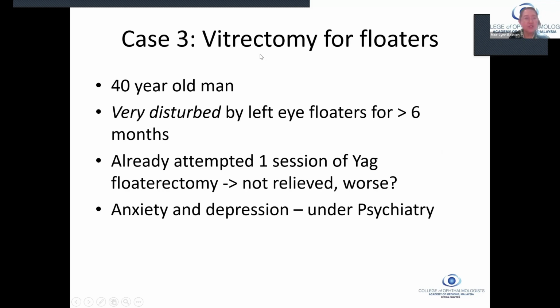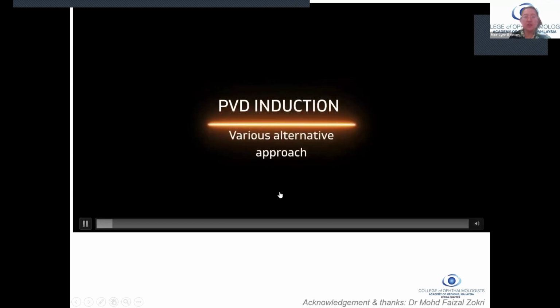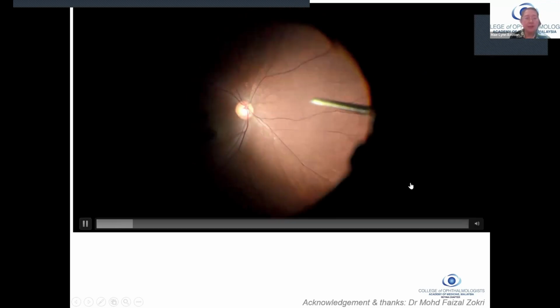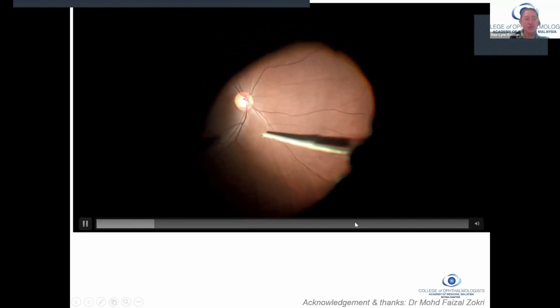Let's look at some very interesting cases in the last five minutes I have. A 40-year-old man was very disturbed by his left eye floaters for more than 6 months. One session of YAG just seemed to make it worse, and he was already anxious and depressed. So I just want to share with you that induction of PVD in a patient who does not actually have PVD present prior to surgery can be challenging, and here are some tricks to achieve it.